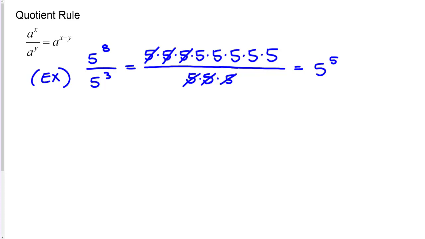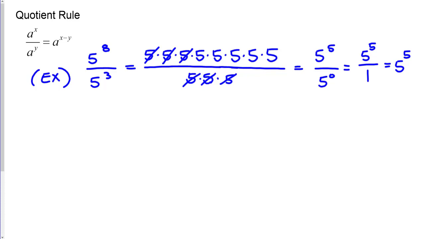Actually, let me show it this way. If I cancel out all the factors in the denominator, I would have 5 factors in the numerator, none in the denominator, but what is 5 to the 0th? We learned just a second ago that it is 1. So this becomes 5 to the 5th power.